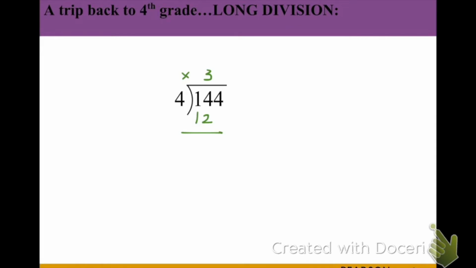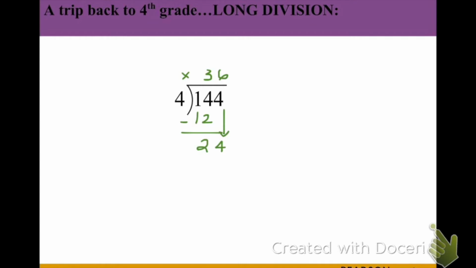And so from there, we're going to bring down that 12 and then subtract. Well, 14 minus 12 gives us 2. And then we're going to bring down the next column, in this case that 4, to get 24. And then we're just going to go again. We need to think to ourselves, how many times can 4 go into 24? In this case, that's going to be 6.